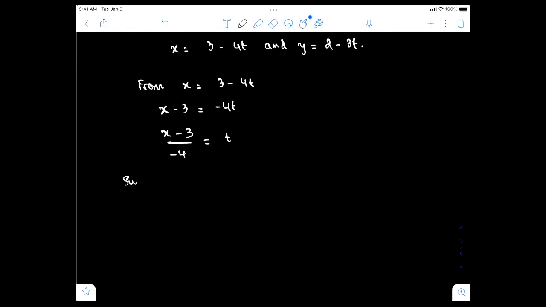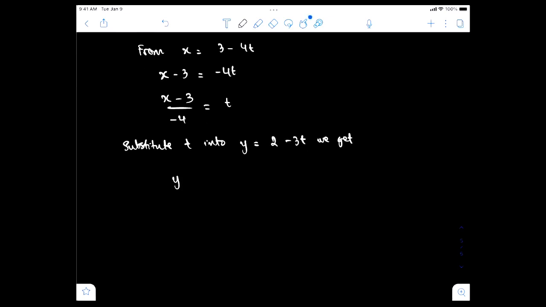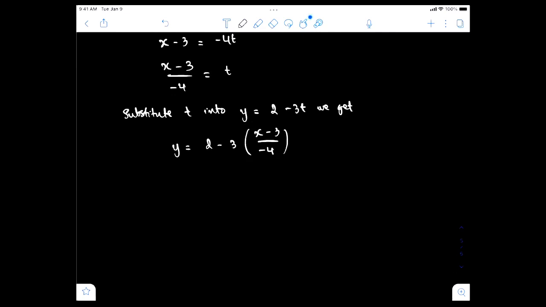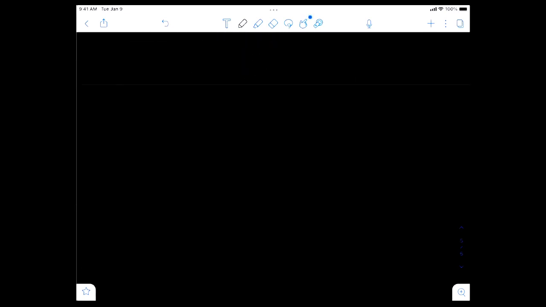Then you substitute t into the remaining equation, y equal to 2 minus 3t. We get y equal to 2 minus 3 times x minus 3 over negative 4. Simplifying a little bit, you get 2 plus 3 over 4 times x minus 3. We're done with that.